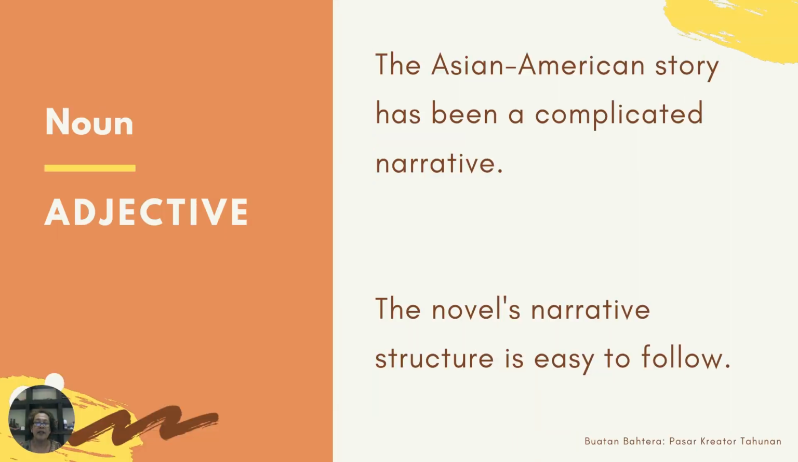Let us see the example in the sentence. So here, which one is the noun? The sentence on the top or at the bottom? So let's see here. The Asian American story has been a complicated narrative. So this one is an example of a noun. While the second one, the novel's narrative structure is easy to follow. So when we see the word narrative explaining the structure, it takes the form of an adjective.